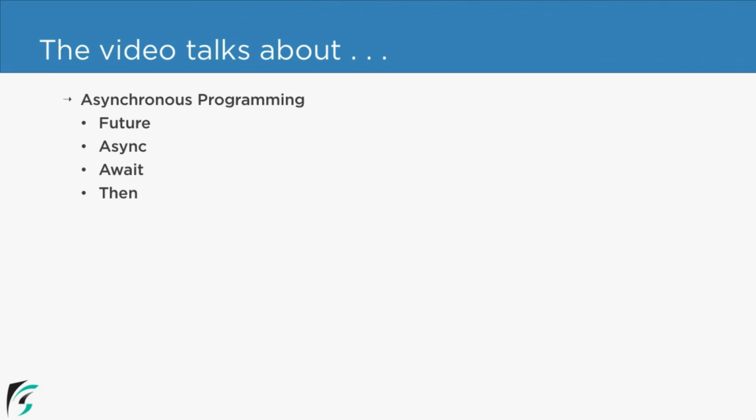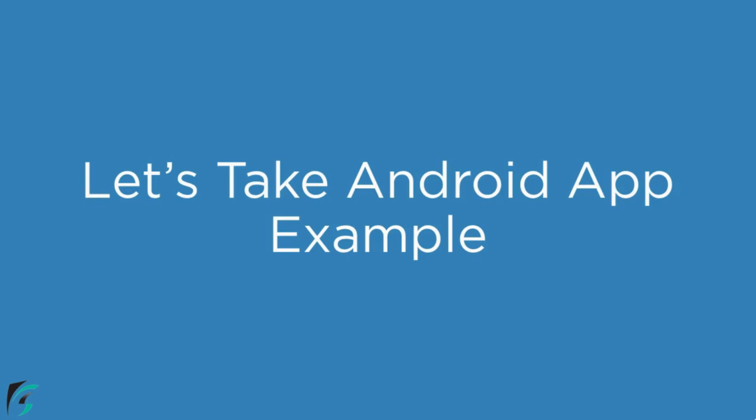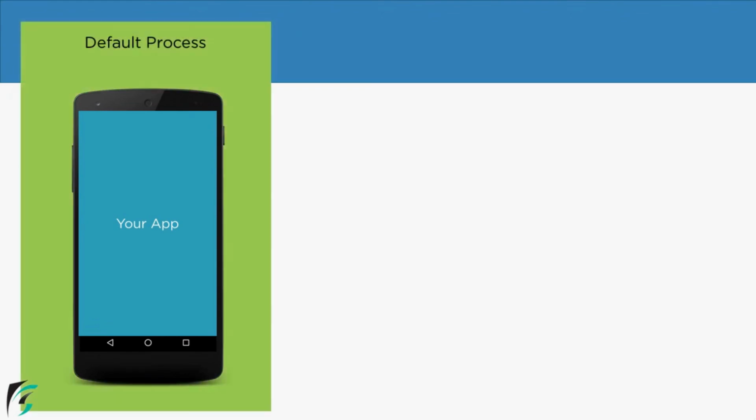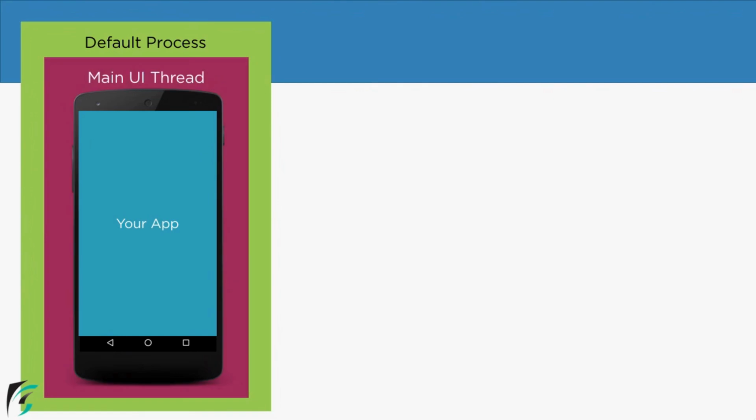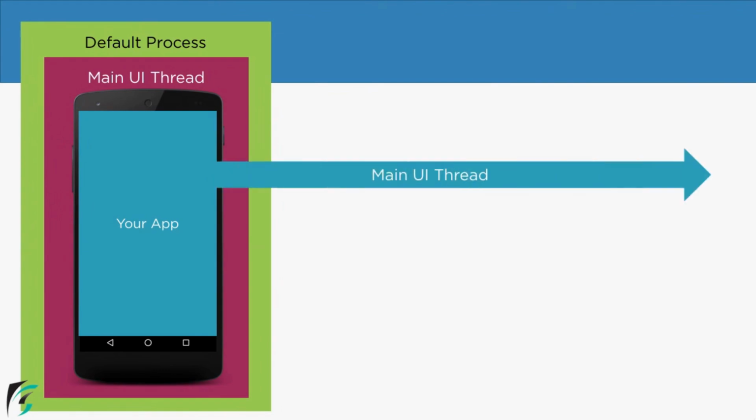But before that, I would like to talk about what happens in case of an Android application, how to perform asynchronous programming in an Android application, and how Flutter is different from a native Android application. So for that, let us assume we open our application. Now whenever we open an Android application, one default process is created. Attached to this process, we have a default main UI thread. Let us assume this main UI thread is represented with the help of this blue arrow.